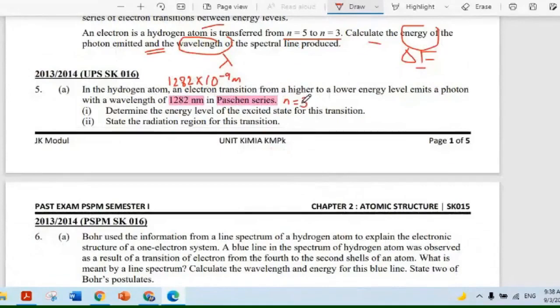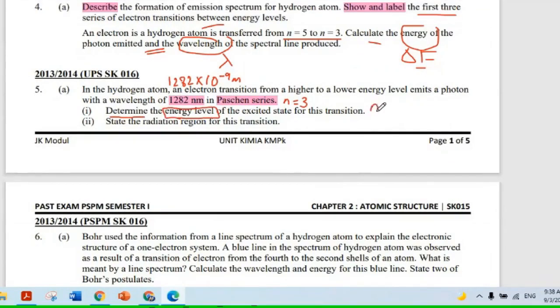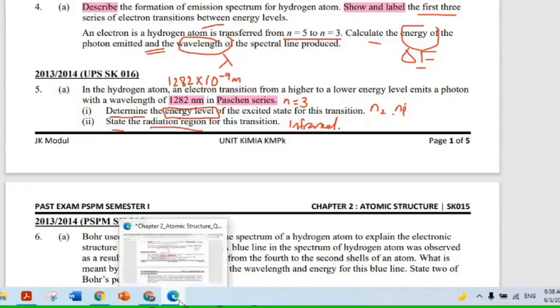Okay, so soalan nak tanya apa? Determine the energy level of the excited state for this transition. So maksudnya dia nak tentukan n. Okay, n2 or n initial. Sama ada nak tentukan n2 ataupun n initial, depends which formula you are using. Okay, lagi state the radiation region for this transition. Okay, beritahu saya radiation region untuk Paschen series kat mana? Infrared. Okay, infrared. Okay, terima kasih. Betul. Okay, jom sama-sama kita tengok jawapan 5A.